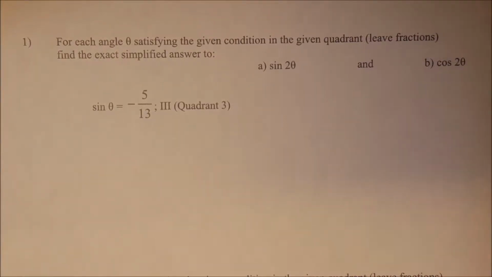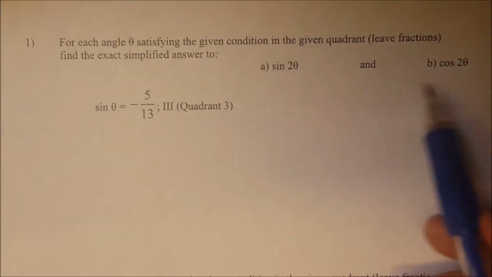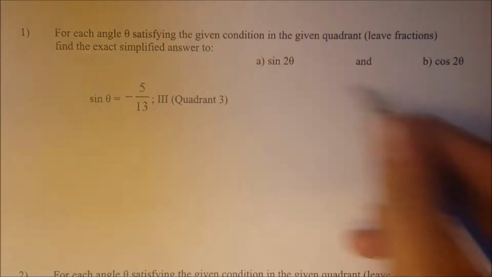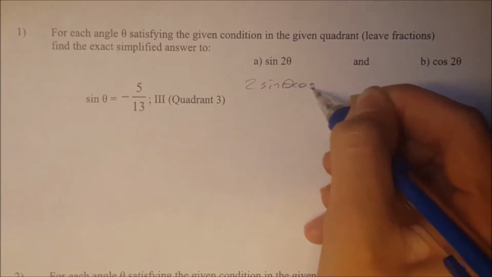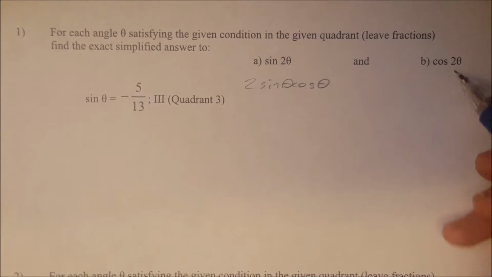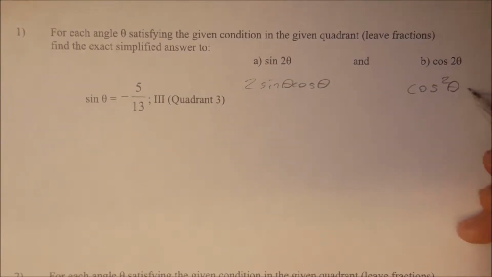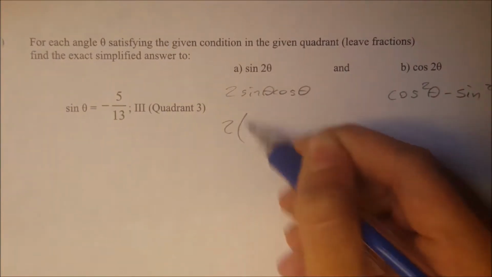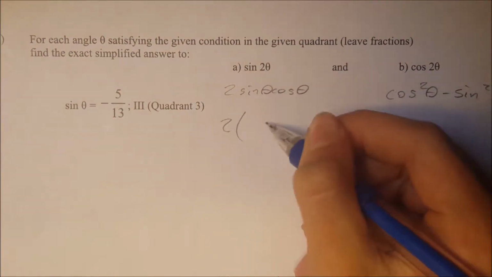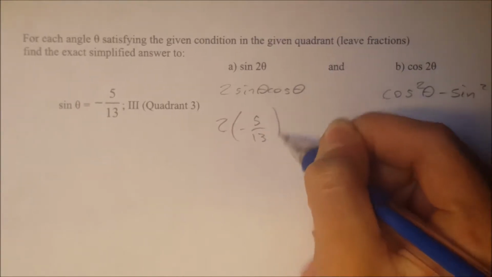To get these problems, you should start by writing the equivalent forms of sine 2 theta and cosine 2 theta. So sine 2 theta is 2 sine theta cosine theta. And then for cosine, you can use any of the three, but I usually just use cosine squared minus sine squared. And then we know what sine is. So 2, and then replace sine theta, the whole thing, with negative 5/13.